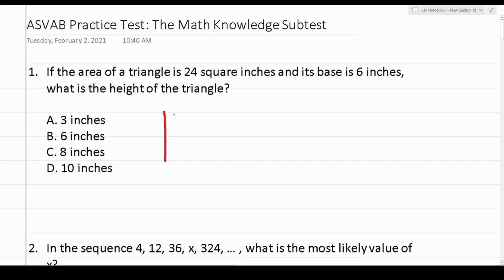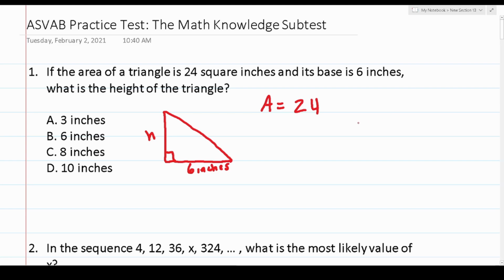In this case, we know we're dealing with a triangle. According to the problem, the type of triangle is not specified, so I'm going to draw a simple right triangle. According to the problem, we know this triangle has a base of 6 inches. Again, here's the base, so we know this right here is 6 inches. We don't know what the height is of this triangle, and again, the height would be right here. So I'm going to denote that with an H. That said, we know the area of this triangle is 24 inches squared. So using these three pieces of information, we have to solve this problem.